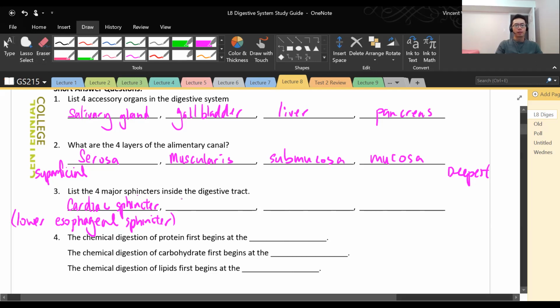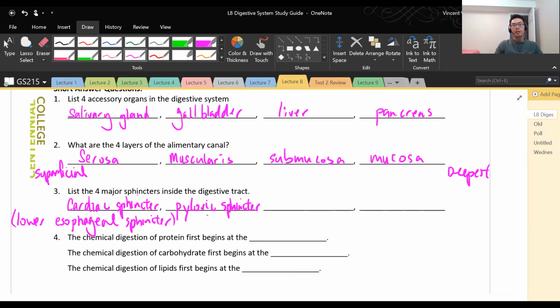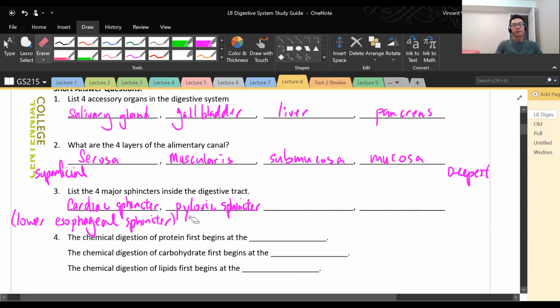And then the lower part of the stomach has the pyloric sphincter. That's correct, pyloric sphincter. And that regulates the amount of food that will go into the duodenum. It squirts a little bit of the chyme forward at a time. We don't want to overwhelm the duodenum with all this chyme, because we need to take time to neutralize it. So the pyloric sphincter will help regulate that.